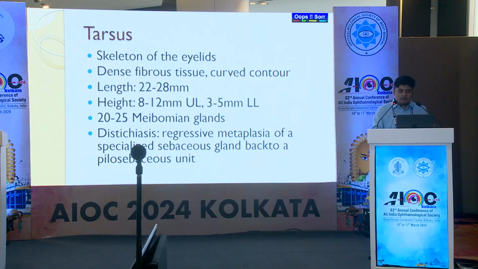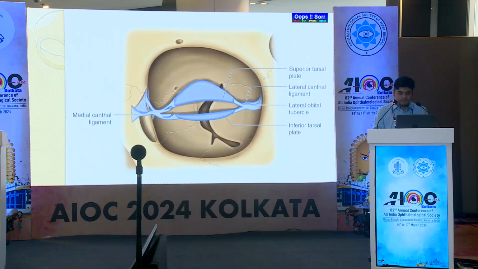The tarsus is a part of the skeleton of the eyelids. It's a dense fibrous tissue, and it has 20 to 25 meibomian glands in each lid, as we know. And distichiasis is caused by the regressive metaplasia of the specialized sebaceous gland back to a pilosebaceous unit.